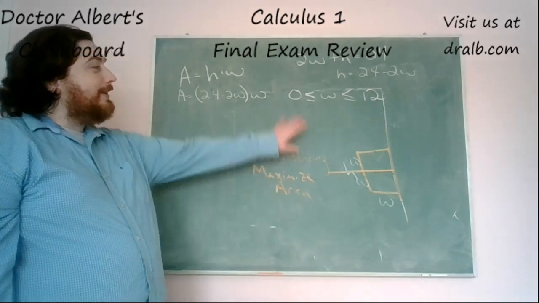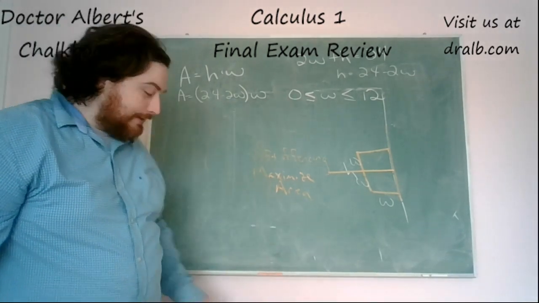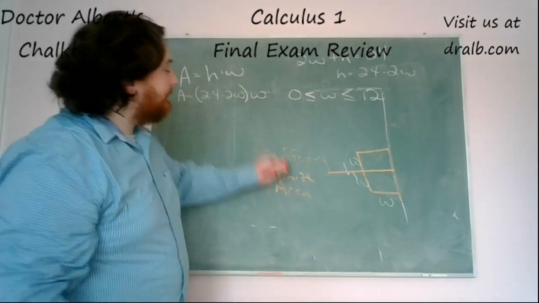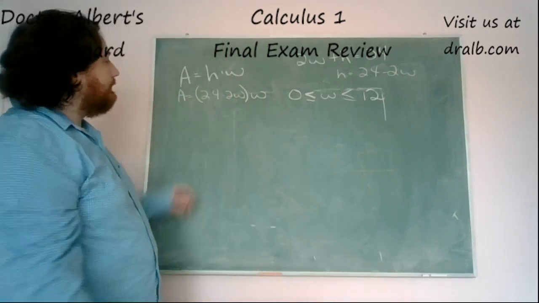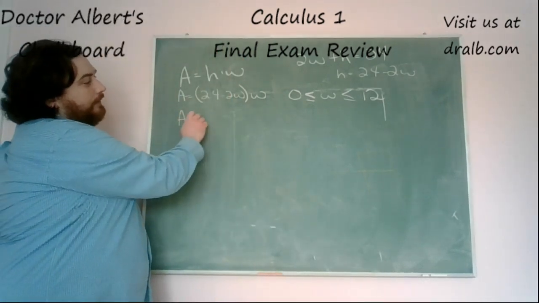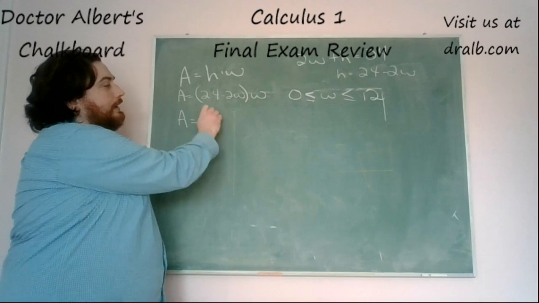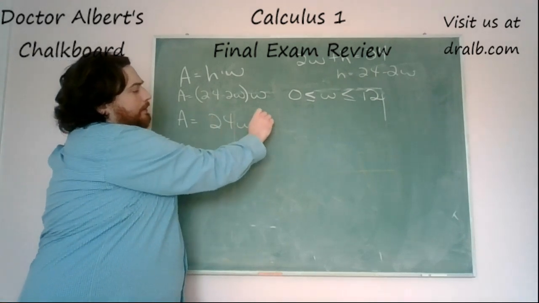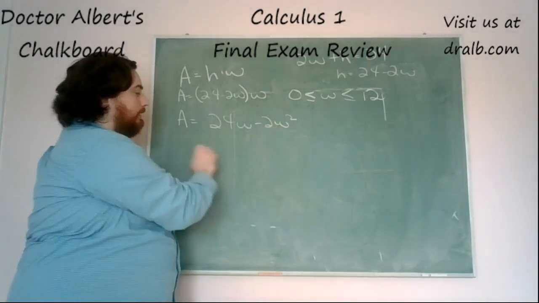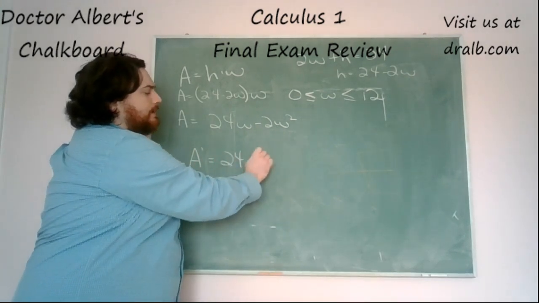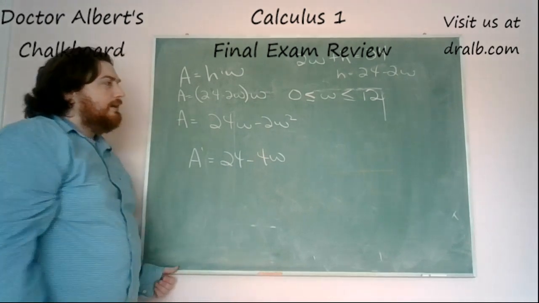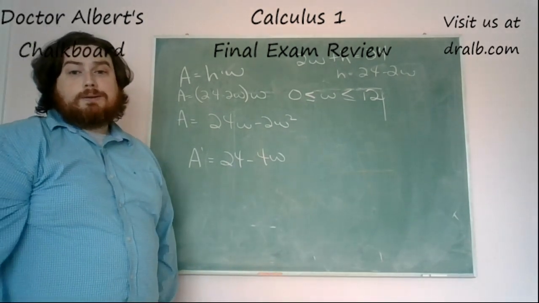All right. Anyway, though, going back to this, they occur at the critical points. So what I need is to find those critical points. So I'm going to have to find the derivative. And so to find the derivative, I'm actually going to simplify this first. I get 24w minus 2w squared. So the derivative, A prime, is going to be 24 minus 4w. So now we need to know where that's 0 and undefined.